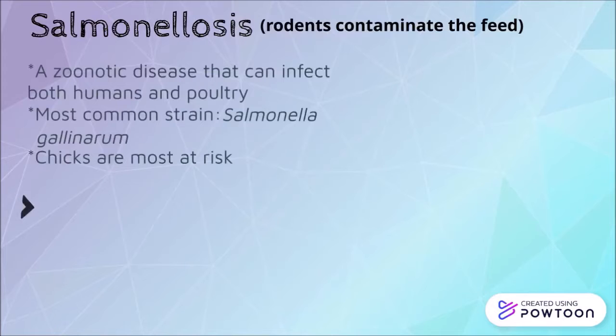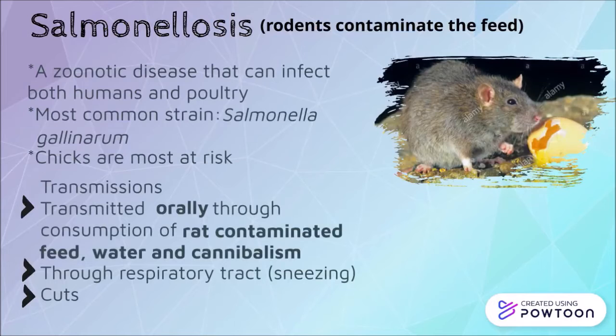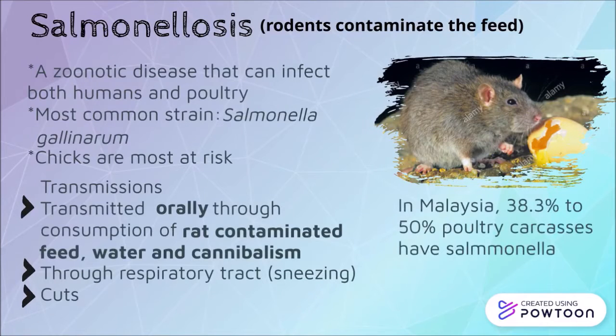It is a zoonotic disease that can infect both humans and poultry. The most common strain is Salmonella gallinarum. Chicks are the most at risk. For transmission, it is transmitted orally through consumption of contaminated food, water, and cannibalism. It is also transmitted through the respiratory tract, such as sneezing, and through cuts.